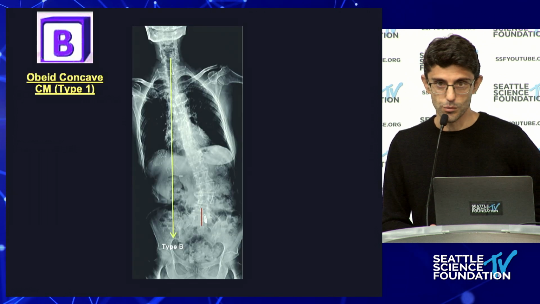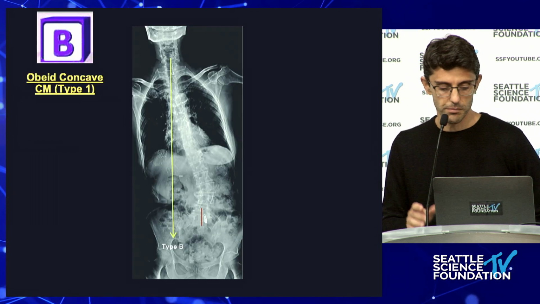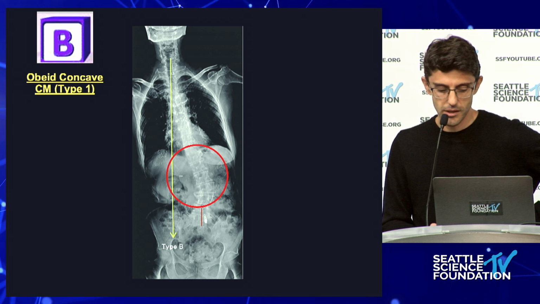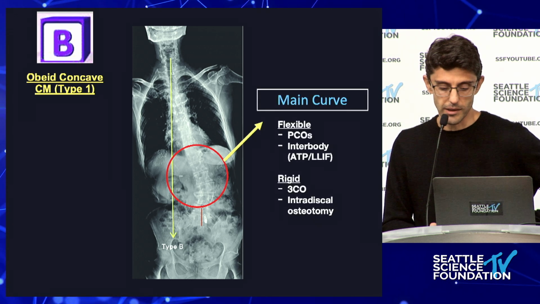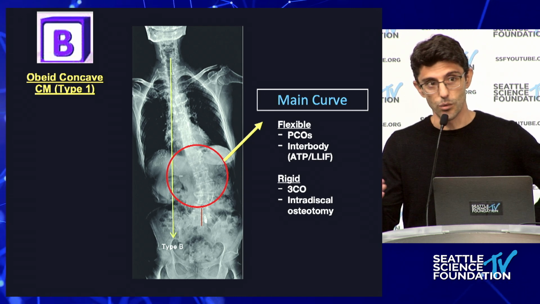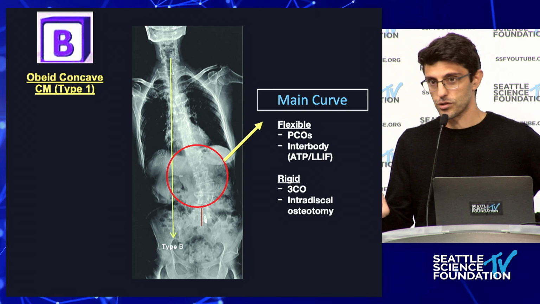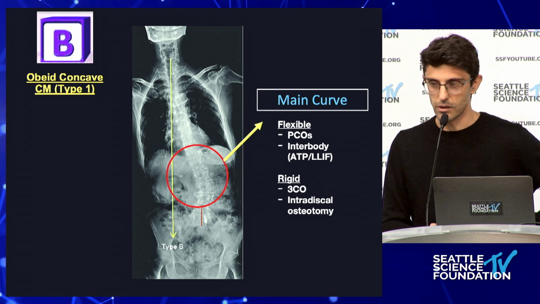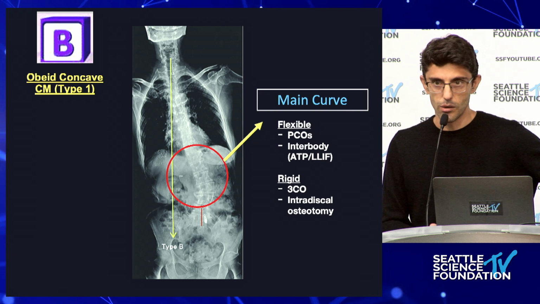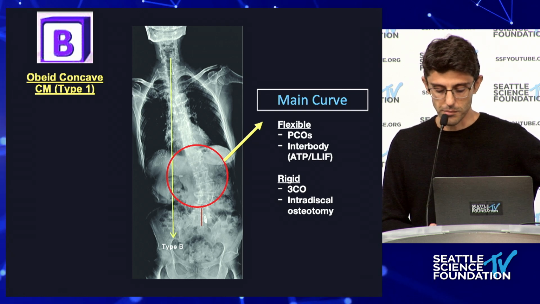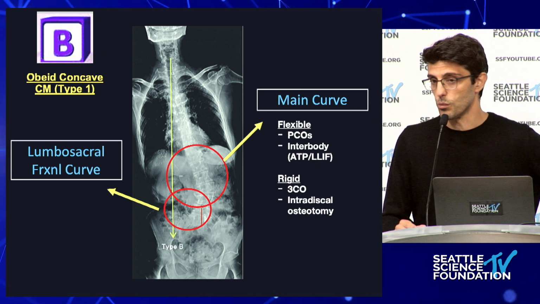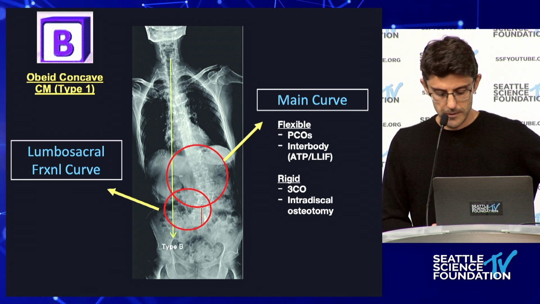So let's put this to the test and we'll go through some cases. So this is for the Obaid type 1, the BOW type Bs, correction should be through the main lumbar curve. Assessing flexibility, posterior column osteotomies, these are the ones that if you want to do an interbody, anterior to psoas, direct lateral interbody fusion, very reasonable. And then if it's rigid, a 3-column osteotomy or an intradiscal osteotomy can be employed. And then the lumbosacral fractional curve of these, at least in the coronal plane, is somewhat secondary.